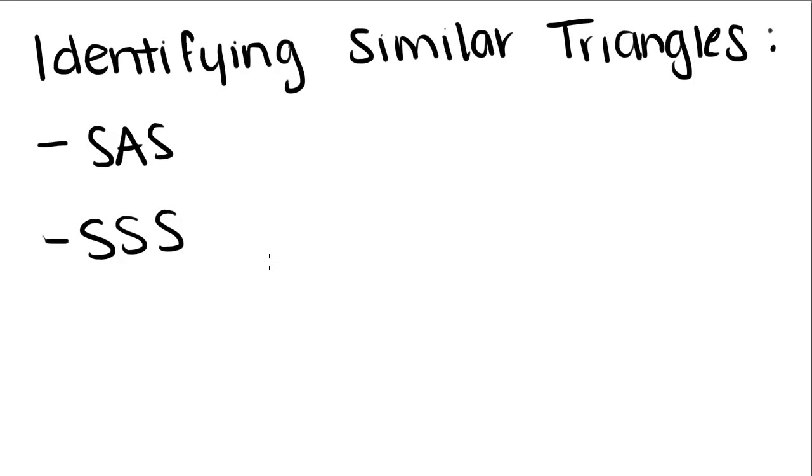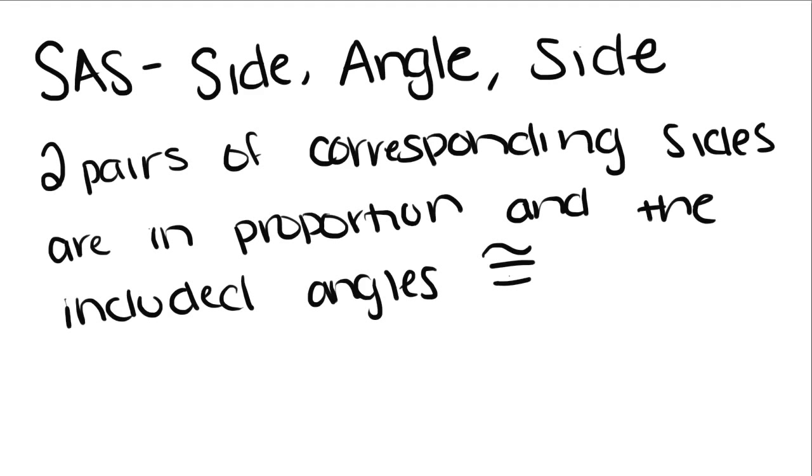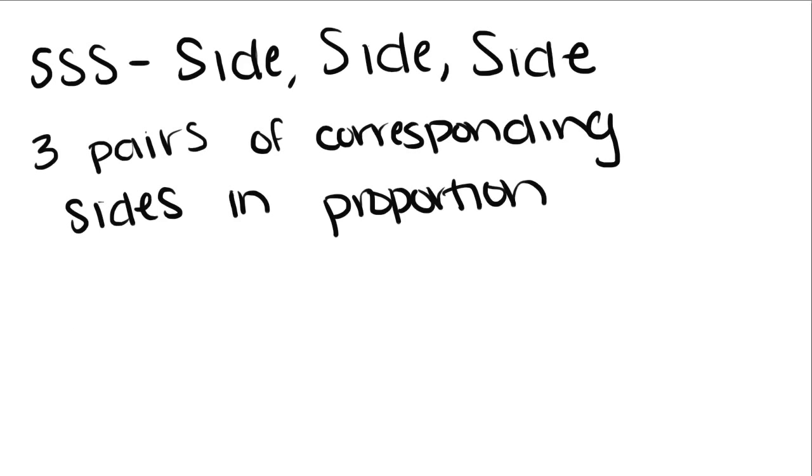Our focus today is on the two other ways to identify similar triangles, which are side-angle-side and side-side-side. Side-angle-side is when you have two pairs of corresponding sides that are in proportion and the included angles are congruent. Side-side-side is when you have three pairs of corresponding sides in proportion.